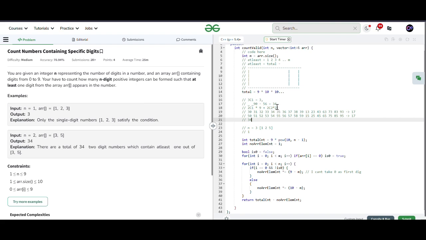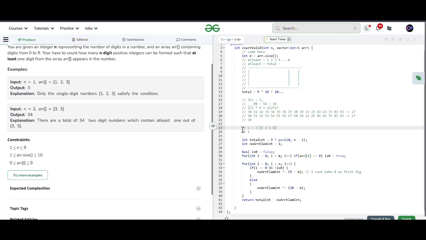But let's say there is a test case where we have to generate three digit numbers, right? And the array contains 1, 2, 5, and let's say one more, 6. Now I have many more possibilities. I can take only one digit as 1 or 2 or 5 or 6. I can take two digits as 1, 2 or 1, 5 or 1, 6 or 2, 5, 5, 6.